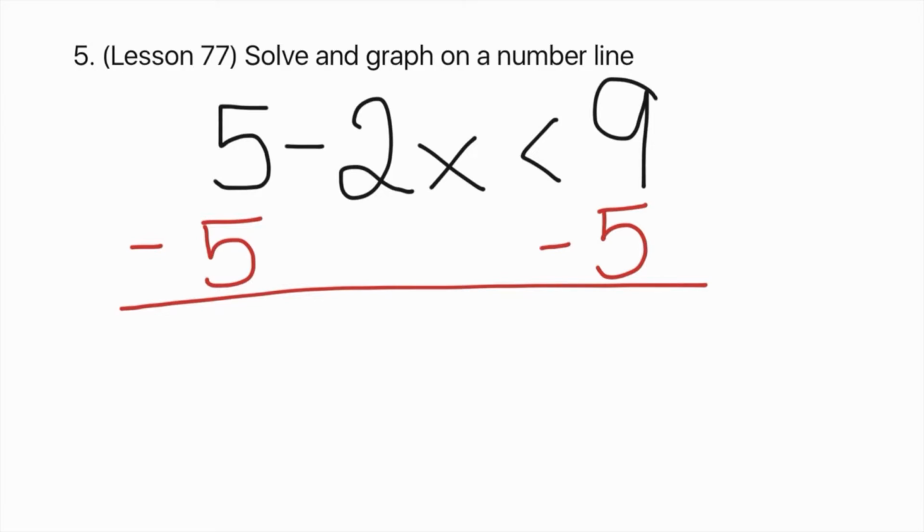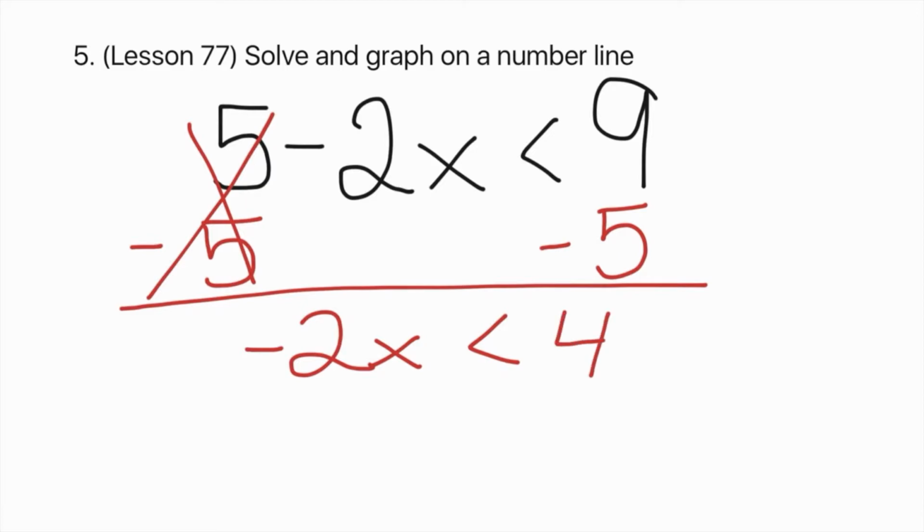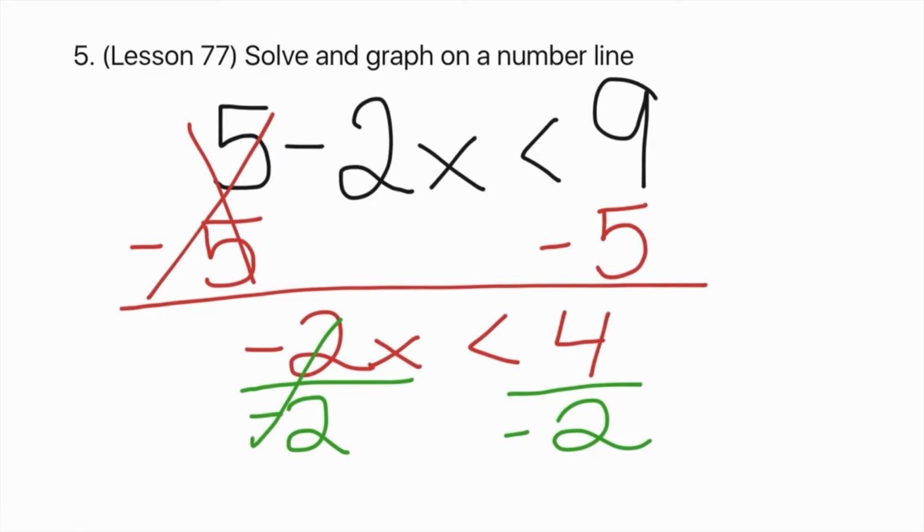And our 5s cancel out on the left. So we're left with minus 2x is less than 4. Now we need to get rid of the negative 2. So since negative 2 and x are being multiplied together, the opposite is division. So we are going to divide negative 2x by a negative 2. But then we do it to the other side also. So our negative 2's on the left are going to cancel out, and we'll just be left with x.